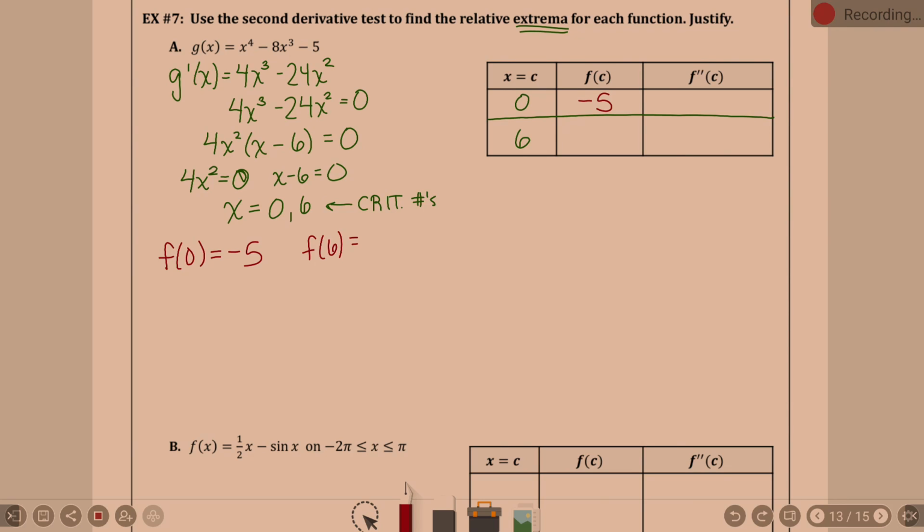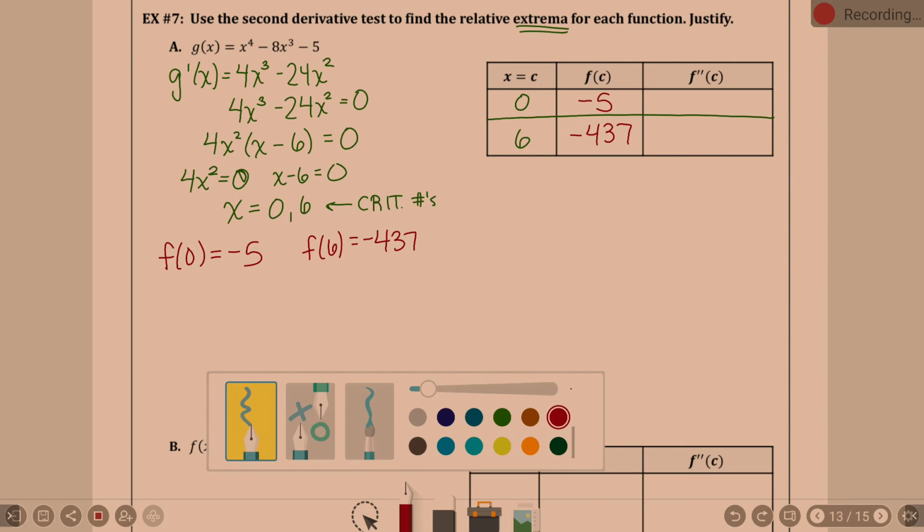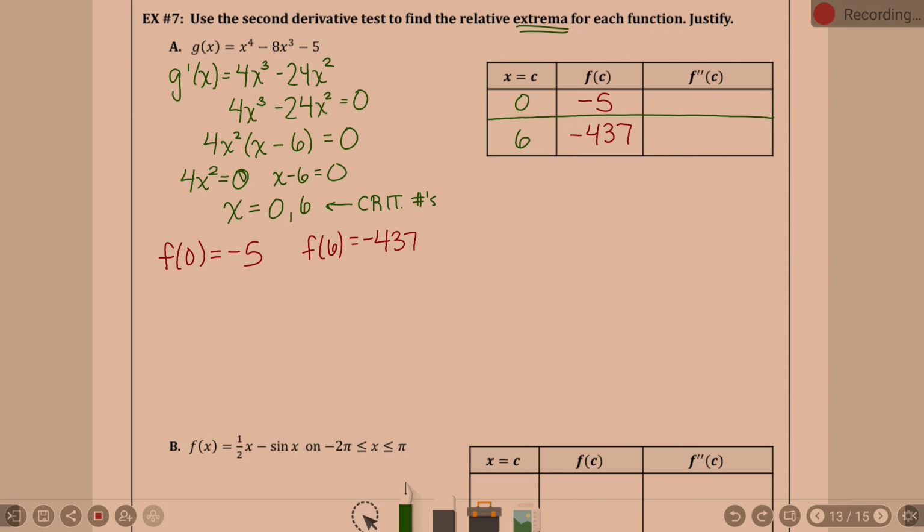Negative 437. That's a big old number. As the final answer, negative 437. If you're still doing 6 to the 4th and that's all you've done, you've still got more work. Have fun with that. I'm moving along. Negative 437. Okay, now, second derivative test means we're going to have to find the second derivative.